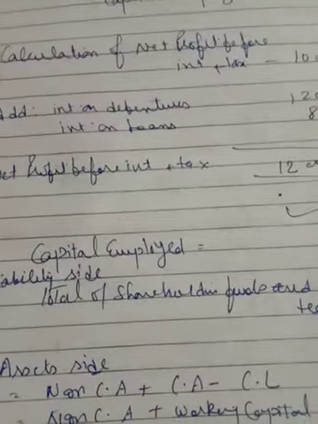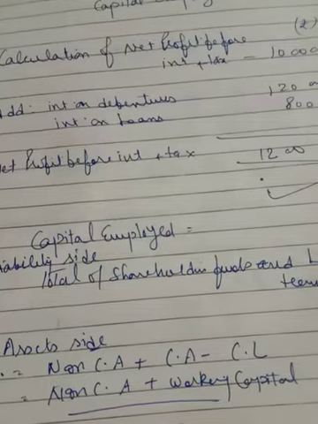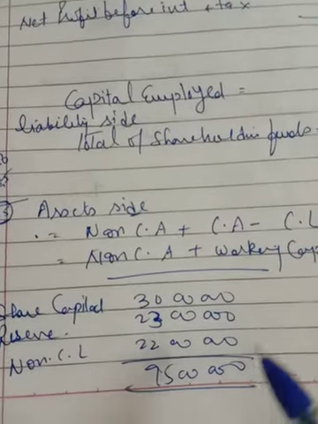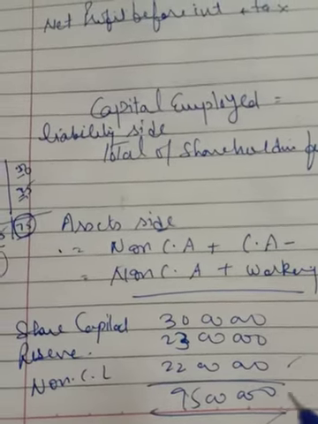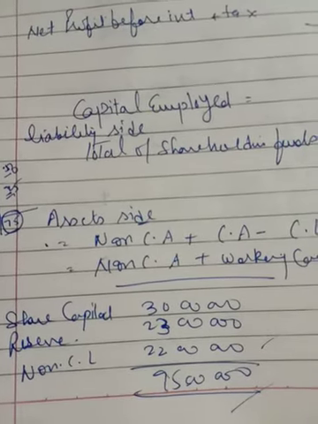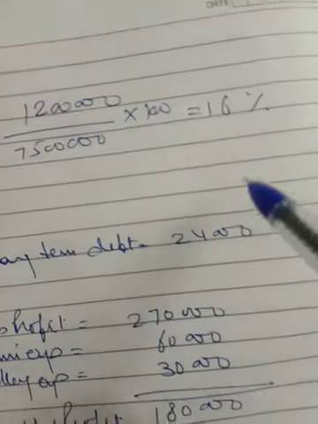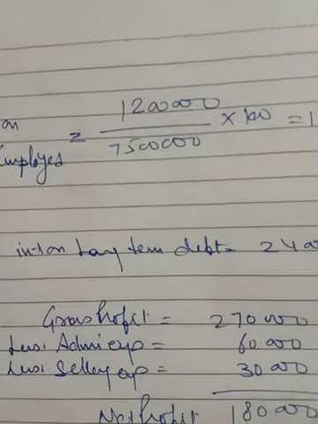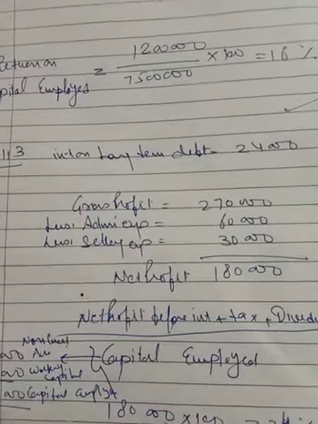Now the capital employed. We have both the liability and asset side. First of all here we have to take the share capital, reserve and non-current liabilities, and that is 75 lakh basically, and it is known as the capital employed. Now the formula is net profit before interest, tax and dividend upon capital employed into 100, you will get 16%. The more the return, the more beneficial; it shows the profitability of the business and the efficiency of the business in the use of capital employed.